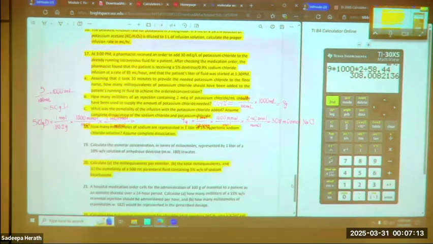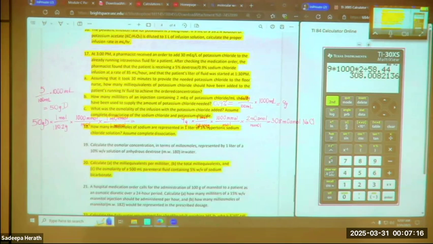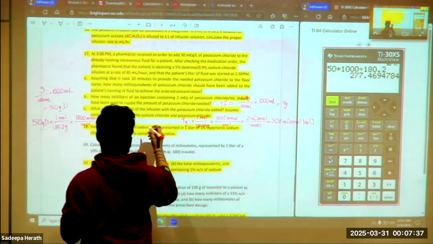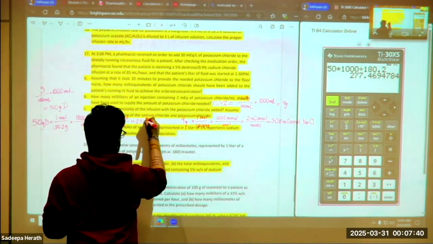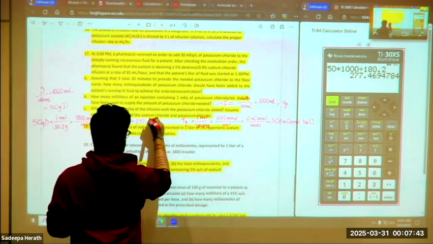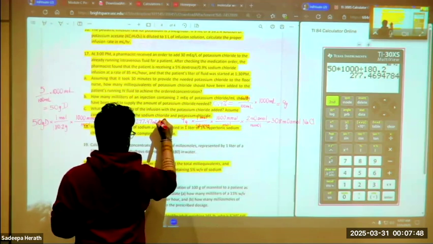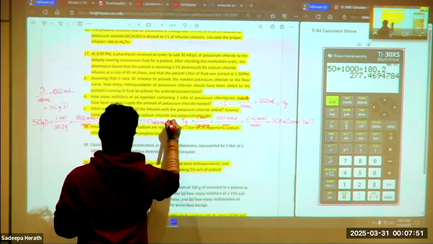Go ahead and calculate that. 50 times 1,000 divided by, can't read that, 180.2. 277. 277.47 milliosmol of D.